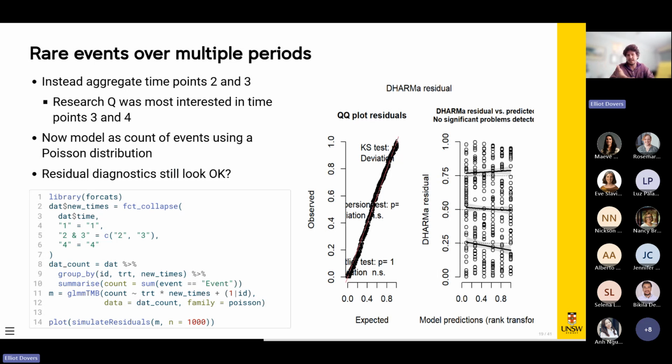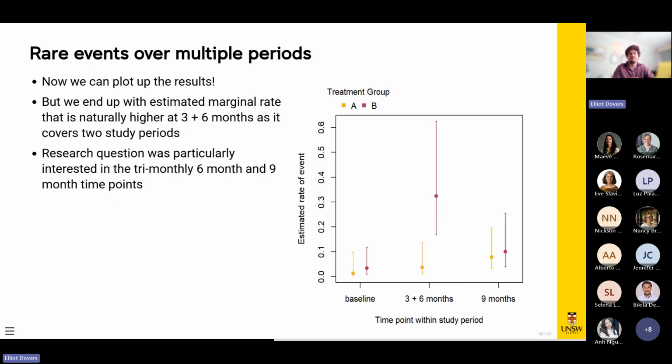So we can do that again in the same way. And things haven't changed all that much. Things are looking pretty good, so we are okay to go on. Great. And so we can plot up the results. We now have an estimated rate of event at baseline, 3 plus 6 months, and a 9-month time. Which is kind of what we wanted.